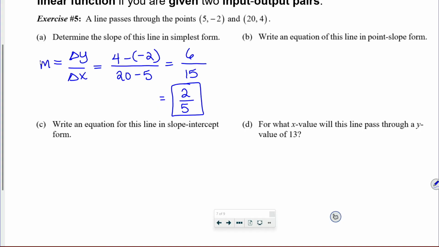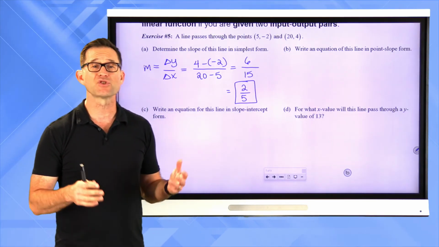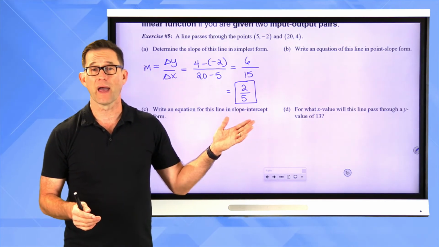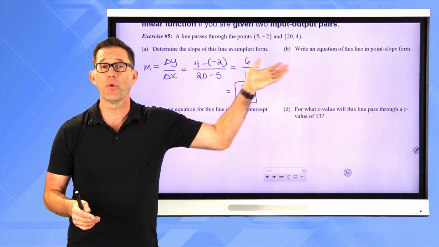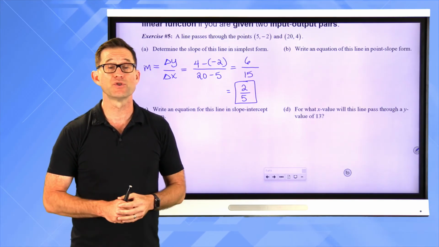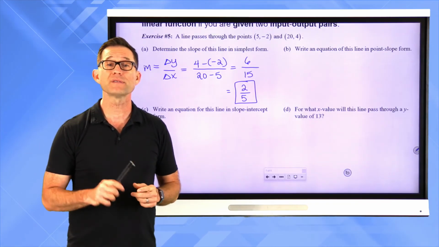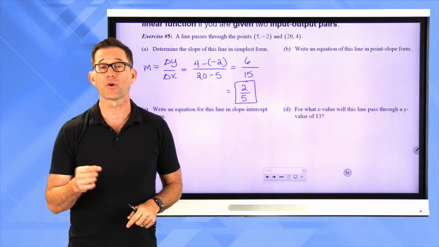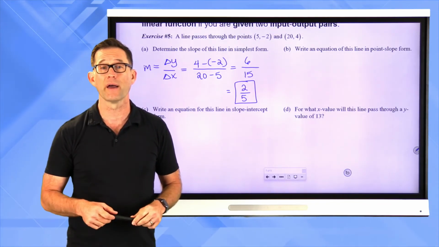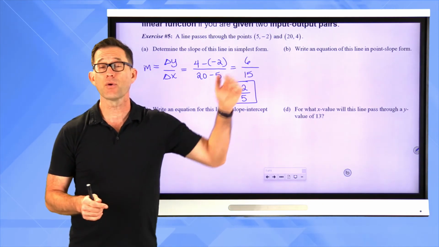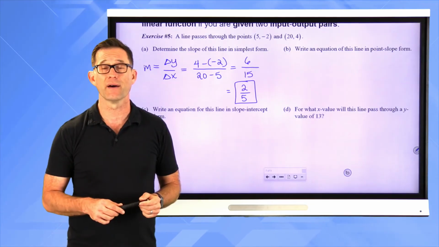Write an equation of this line in point-slope form. Now, point-slope form is an extremely easy way to write the equation of the line because we have the slope and we've got 2 points to choose from. Which one should you choose? The answer is, it does not matter. So pause the video now and go ahead and write the equation in point-slope form for this line, using either one of these points. Go ahead and do that now.